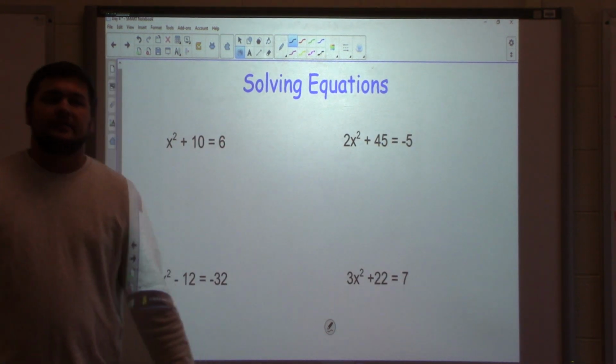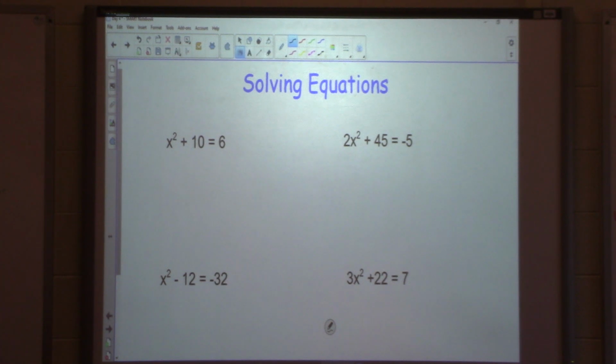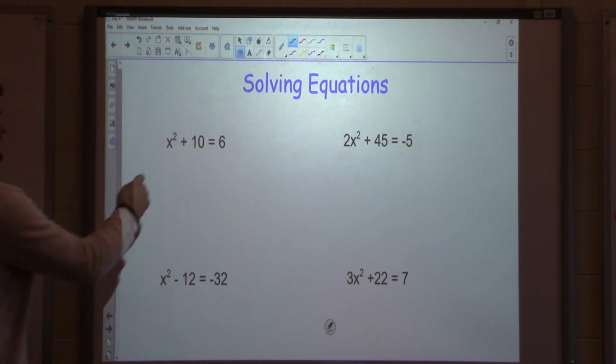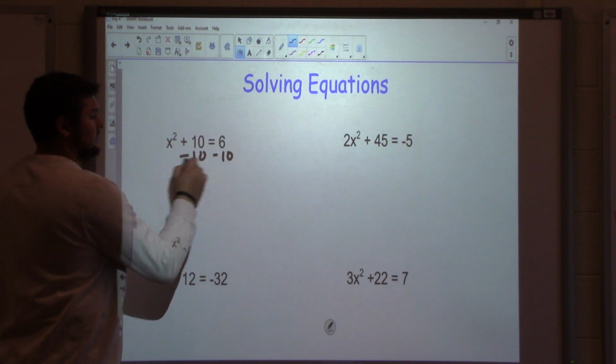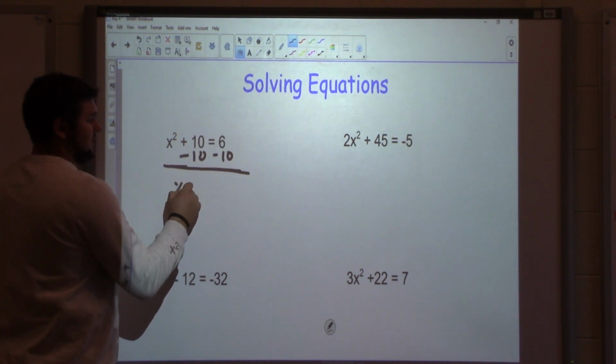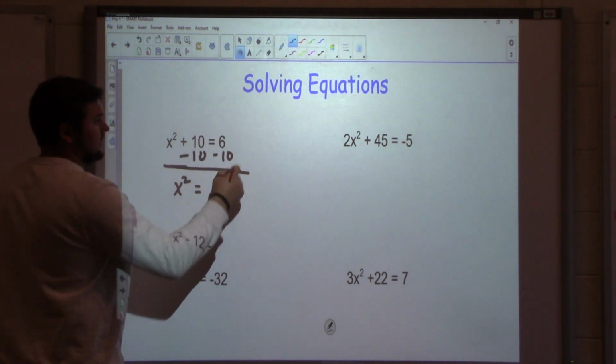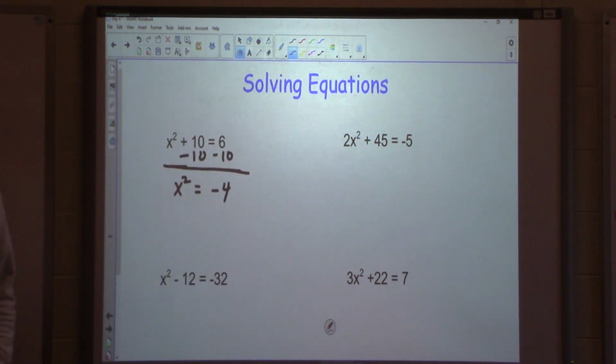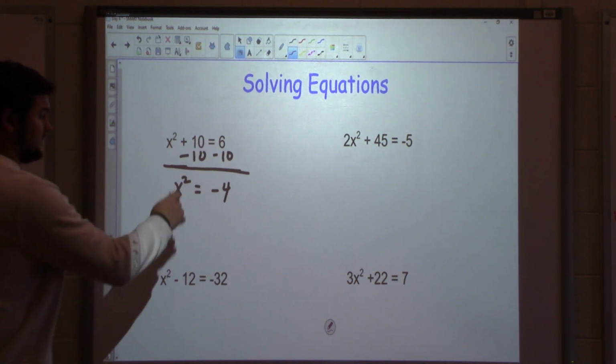Solving. We've all solved equations before, right? Yes, I hope so. If you're in Algebra 2, I hope you solved equations already. Okay? If I have x squared plus 10 equals 6, how do I go about solving that? Subtract 10. X squared equals negative 4. Good. Then what would I do? How do I solve for x? I don't want x squared. I want x. Square root it. Square root both sides.